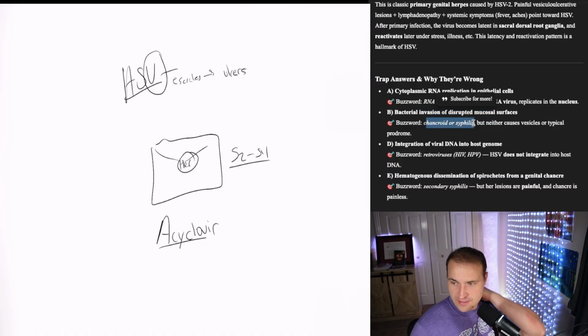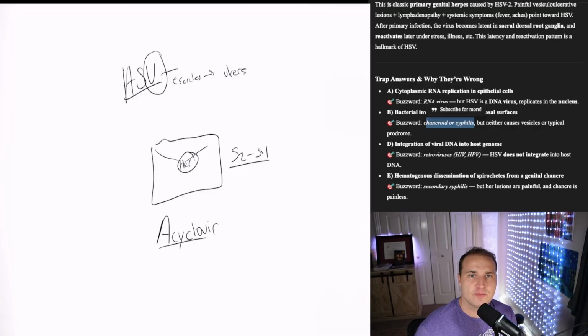Well, that's chancroid or syphilis, but they don't cause vesicles or that prodrome. So the chancroid is Haemophilus ducreyi, that's really painful. And you'd also have the purulent exudate. You do cry with these chancroid. Integration of viral DNA. So that could be like HIV or HPV. This does not integrate into host DNA. HPV would, though. So that would cause genital warts, condyloma acuminata, the flesh-colored cauliflower growth. It's super, super disgusting. Oh, I just got chills.